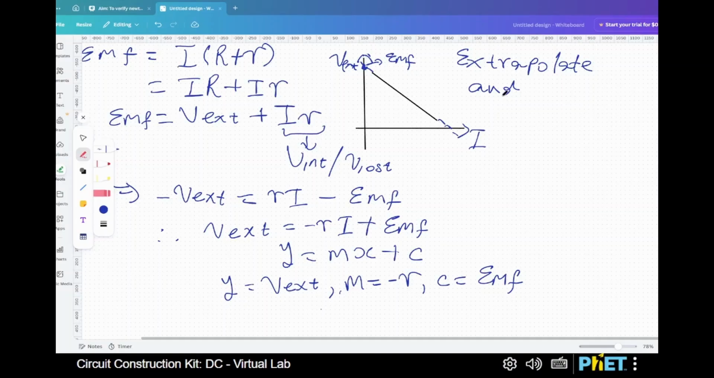And from this equation, minus Ir, our gradient is going to be, if you calculate the gradient of this graph, we should get minus r. That is the gradient of this graph there. So now let us proceed with the experiment.